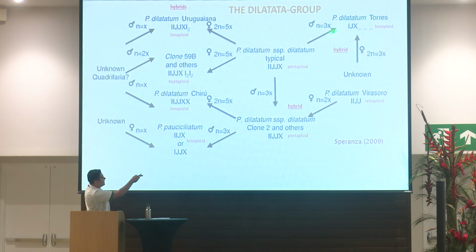So starting here at the top right corner, we see that a hybrid was formed between the typical dilatatum and an unknown mother, and this crossing between this pentaploid and this taxon generated a hexaploid that was called the biotype Torres of Paspalum dilatatum. Also, we see here that a hybridization event generated this clone 2 by crossing the typical Paspalum dilatatum with the Paspalum dilatatum biotype Virasoro. So this tetraploid here and this pentaploid here generated this pentaploid here.